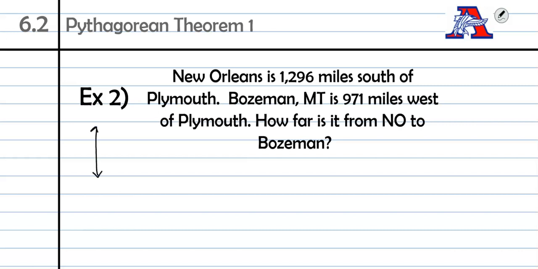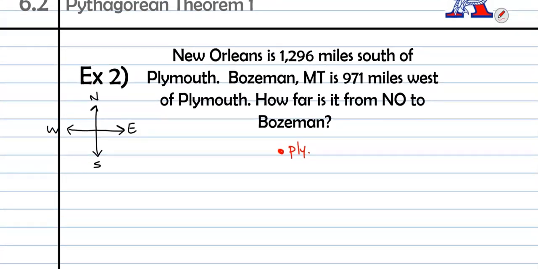So first thing I'm going to do is just remind us, here's our north, here's our south. I hope we know this. Our east, and our west. Okay, so let's just make a little diagram here. So here's Plymouth, and then New Orleans, it says, is directly south, and it's pretty close. It's not exactly perfectly south, but it's very close. So I'm just going to label that as NO, New Orleans, and that distance is 1,296 miles.